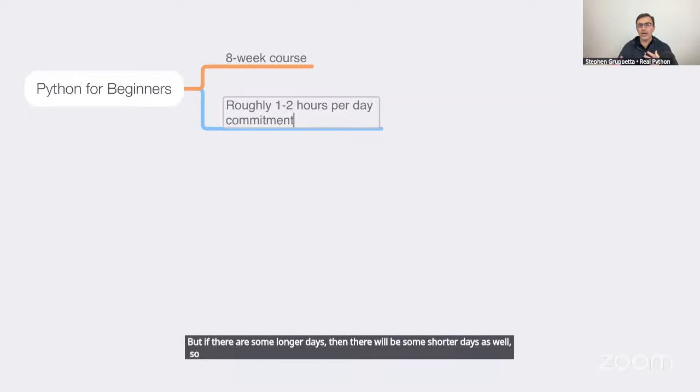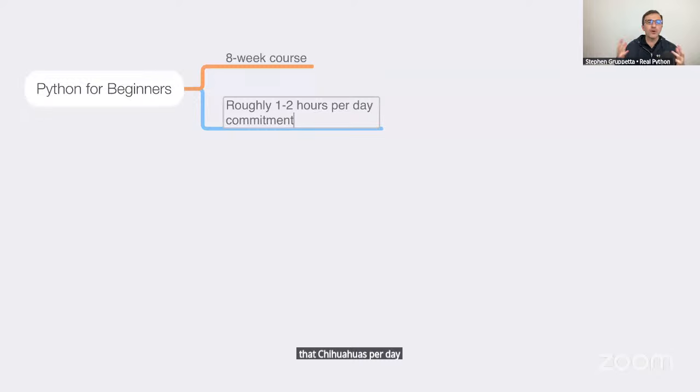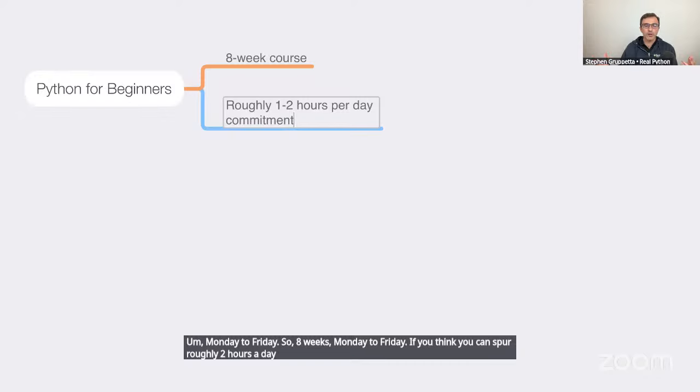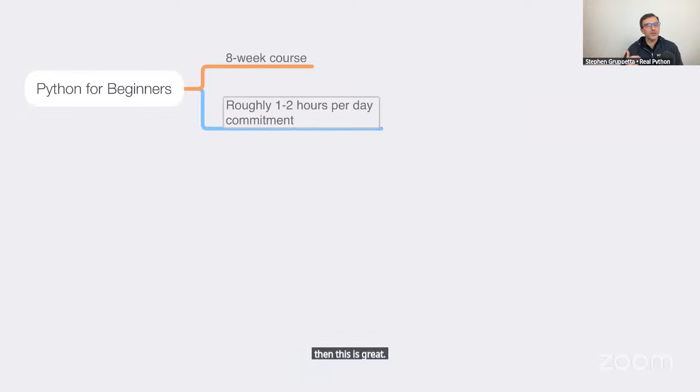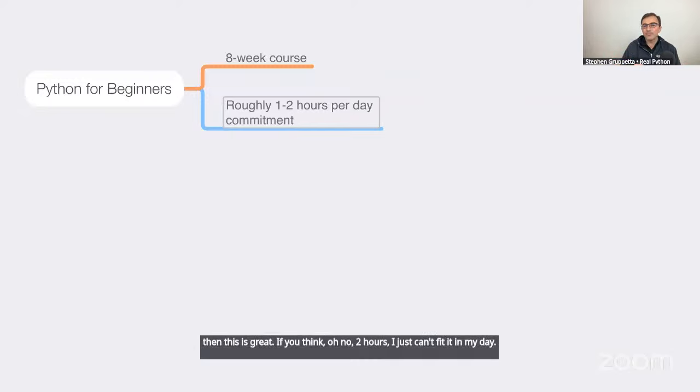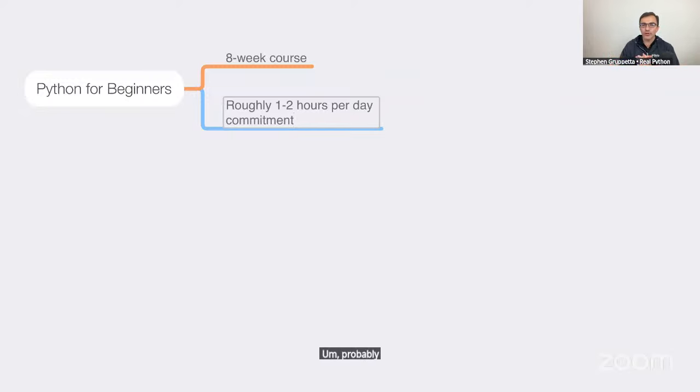So more or less, we're looking at 2 hours per day. And per day, I mean per weekday, Monday to Friday. So 8 weeks, Monday to Friday. If you think you can spare roughly 2 hours a day over an 8 week period, then this is great. If you think, oh no, 2 hours, I just can't fit it in my day, probably this is not the right course for you. So good. What's next?